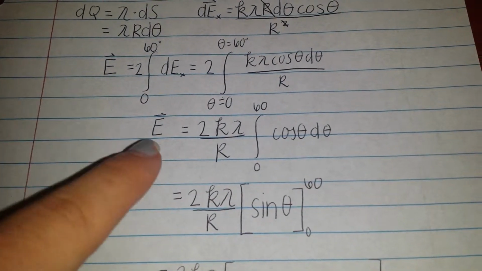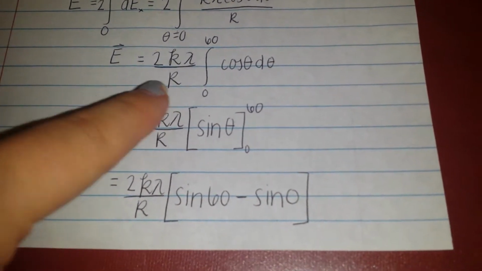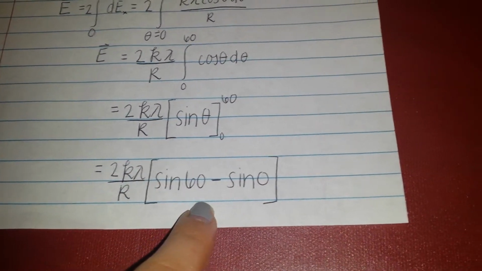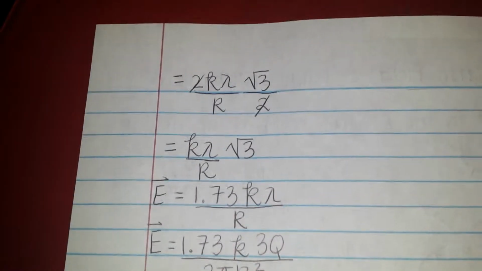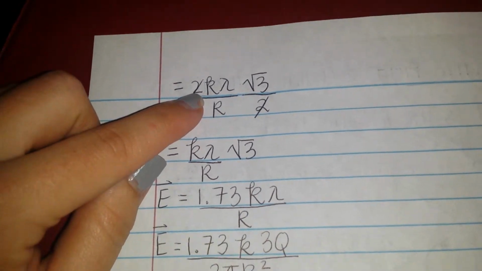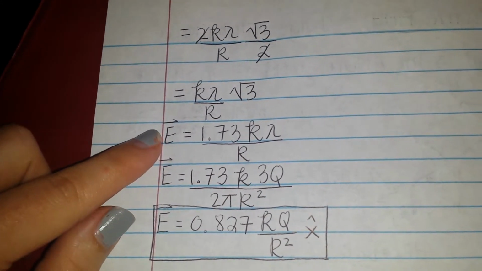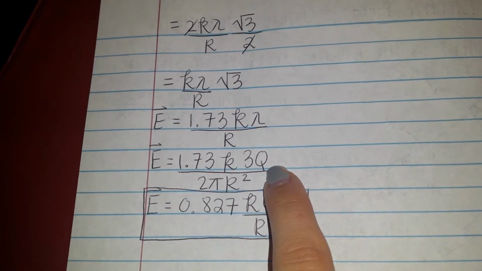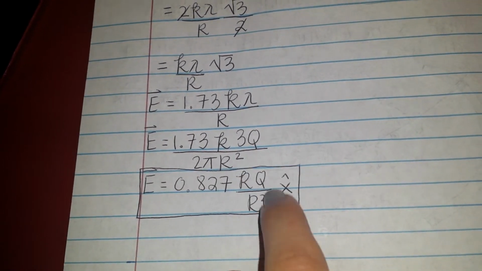So we do that, we pull out the constants and anything that remains the same, like the radius, and integrate, and we get sine of theta, and just subtract sine of 60 minus sine of 0, and we get this. The 2's cancel, and we can simplify by putting back in the expression for lambda that we got in the beginning, which is 3q over 2 pi r. So then we end up with r squared in the bottom once again.